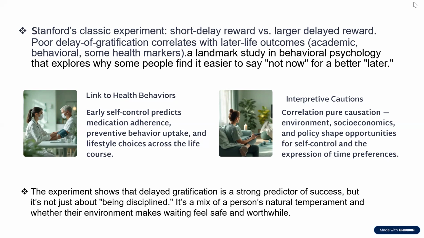Early self control predicts medication adherence, preventive behavior uptake, and lifestyle choices across the life course. And the interpretive cautions: correlation is not pure causation; environment, socioeconomics, and policy shape opportunities for self control and the expression of time preferences. So, what does this experiment show? That delayed gratification is a strong predictor of success, but it's not just about being disciplined. It's a mix of a person's natural temperament and whether their environment makes waiting feel safe and worthwhile.